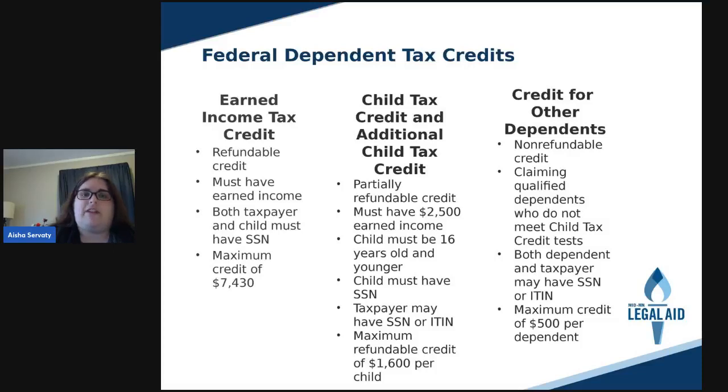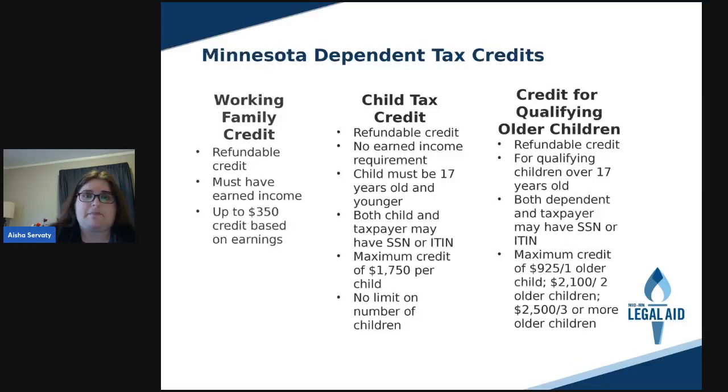So for the credit for other dependents, those you can claim for dependents who do not meet the child tax credit tests. And both the dependent and the taxpayer may have a social security number or an ITIN, and the maximum amount of the credit is $500 per dependent.